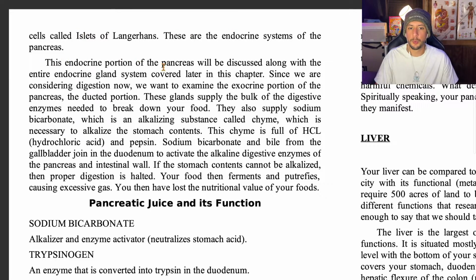This endocrine portion of the pancreas will be discussed along with the entire endocrine gland system covered later in this chapter. Since we're considering digestion right now, we want to examine the exocrine portion of the pancreas, the ducted portion. These glands supply the bulk of the digestive enzymes needed to break down your food. They also supply sodium bicarbonate, which is an alkalizing substance.